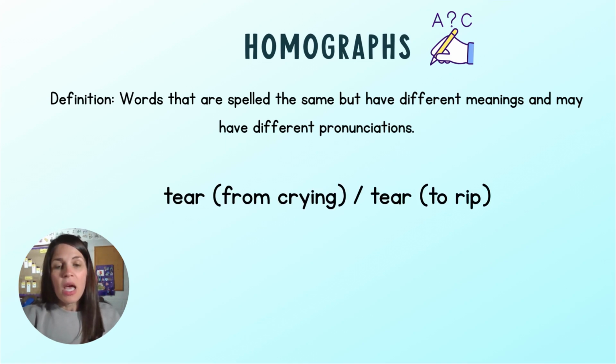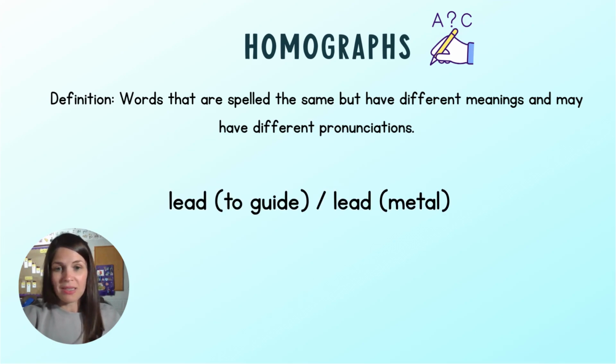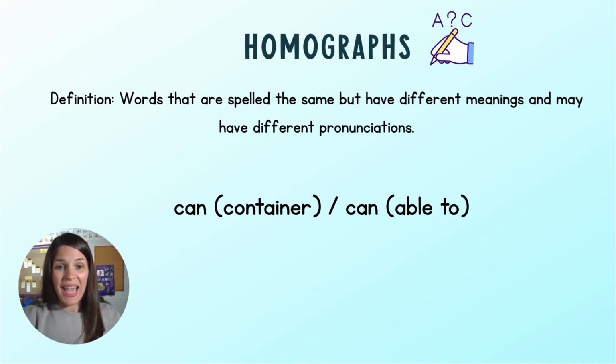Think about this. Tear, like from crying, and tear, which means to rip, right? These are words that are spelled exactly the same, but have different meanings and different pronunciations. We have lead, which means to guide, or lead, like a metal. Then we also have words like can, like a metal container, and can, which means able to, right? So these are pronounced the same, but they definitely have different meanings.